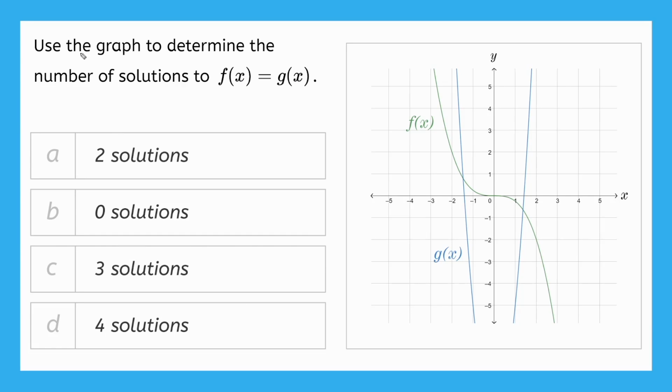In this next problem, we are asked to use the graph to determine the number of solutions to f of x equals g of x. Over here, we've already been given the graph, and we're told this is f of x and this is g of x. We don't know exactly what these functions are, but that's not important because all we need to determine is how many solutions this equation has. The number of solutions is the number of times that the graphs intersect each other, because for each intersection, the x-coordinate is another solution to the original equation. Here we just have an intersection here and an intersection here, and that already tells us the answer to this question. The answer is 2 solutions.